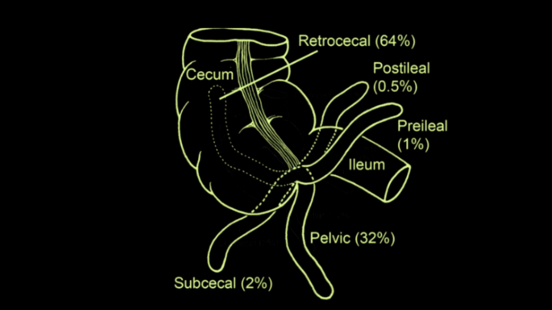The most common position is retrocecal, where the appendix lies behind the cecum. It may also be pelvic, where it extends down into the pelvis. In the subcecal position, it lies below the cecum. It can also be pre-ileal or post-ileal, lying in front of or behind the terminal ileum.